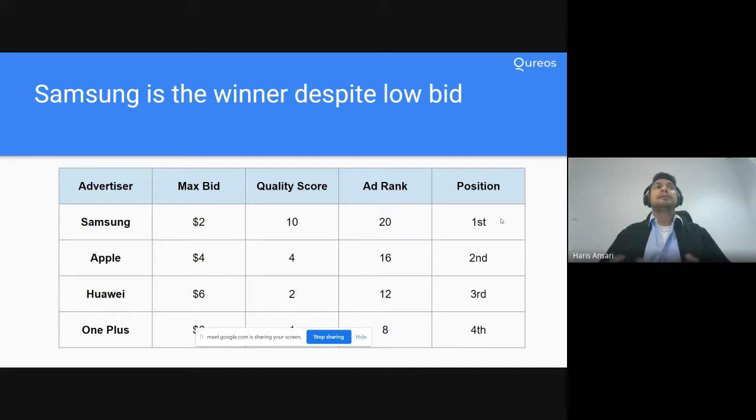The learning out of this exercise is that you just cannot win the competition by raising your bid. You need to serve good quality ads, you need to serve relevant ads, your experience should be better, and users should be satisfied with your ads. That's the top line. Just by raising the bid, it's not practically possible to win the competition every time. Quality score matters a lot.